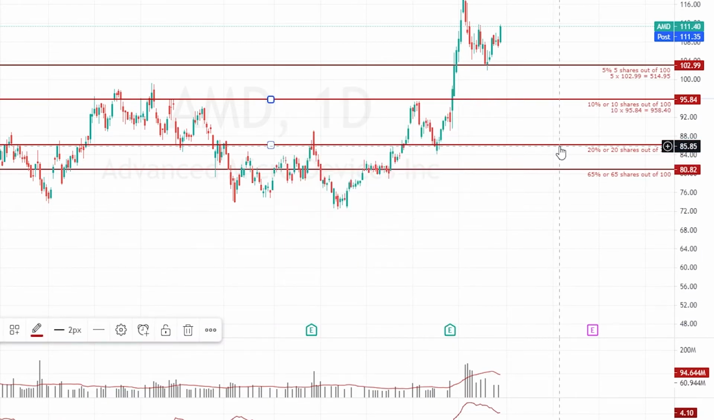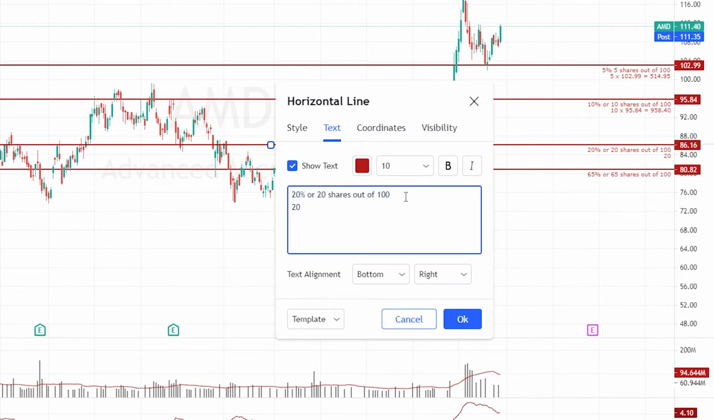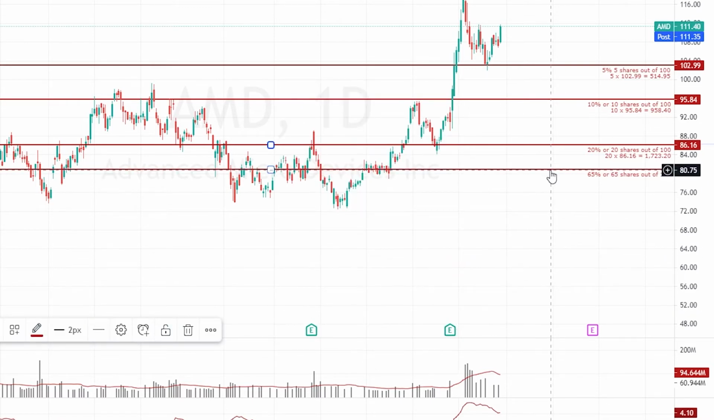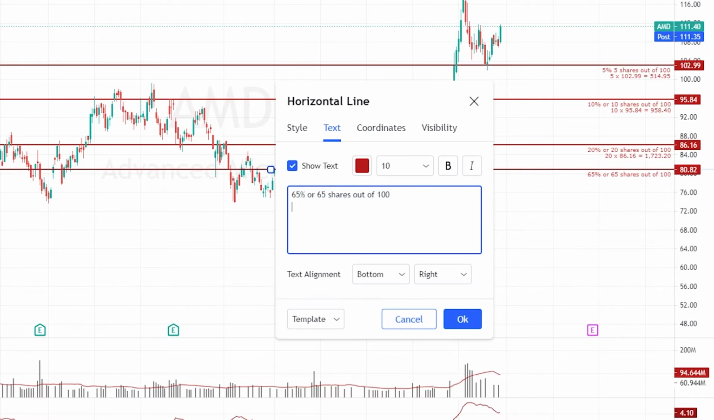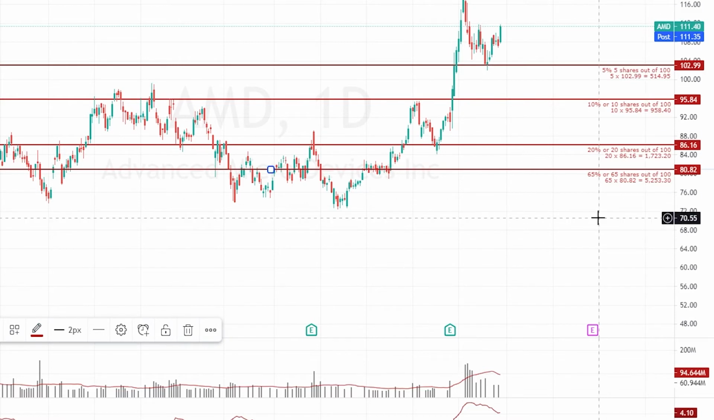$958.40. The third leg is going to be 20 shares at $86.16, which equals $86.16 times 20 is $1,723.20. That's how much that leg costs. And the fourth position costs, that's 65 times $80.82. So that's 65 times 80.82, which equals $5,253.30. That's what it cost me to get into the entire position.